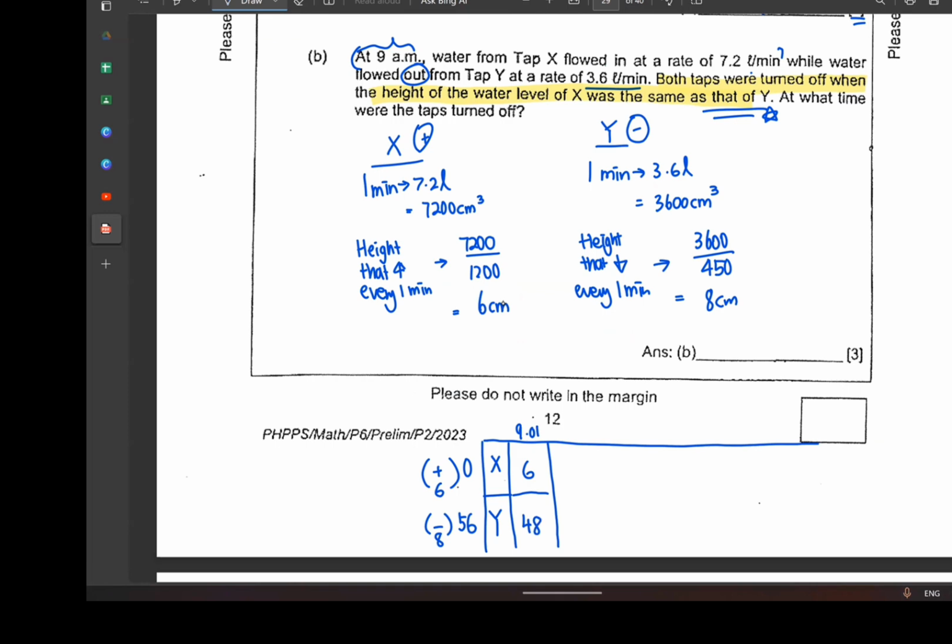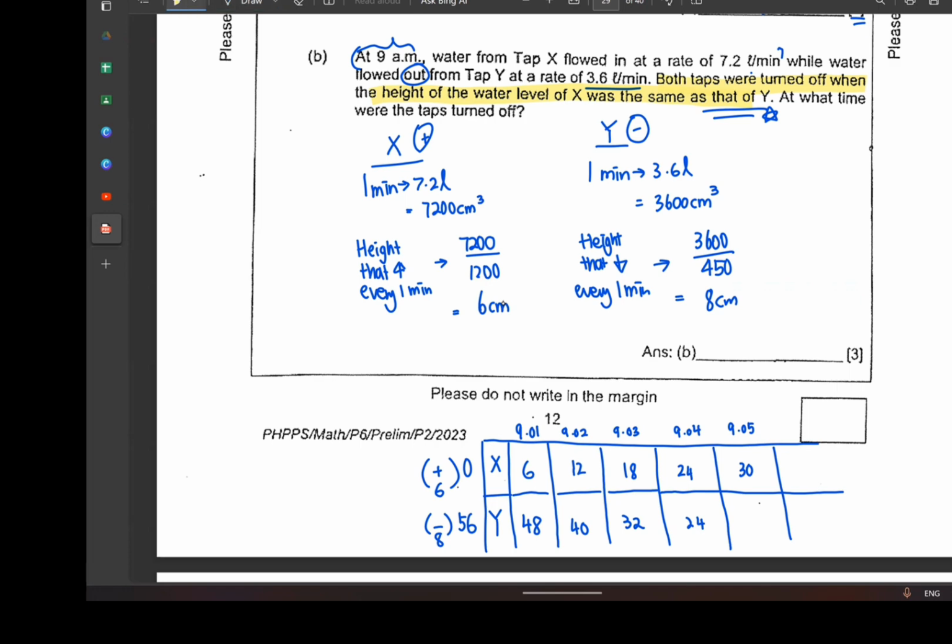That gives me 48. Then at 9:02, we plus again, we get to 12 over here. 48 minus 8, we get to 40. So you can see that we are getting very close. Now for 9:03, you plus again, you get 18. So over here, you just have to list down the multiples of 6 for X. 9:04, 24. 9:05, 30, so on and so forth. Now for Y, we simply have to do 40 minus 8, that gives me 32, and then continue to minus 8, we get to 24.